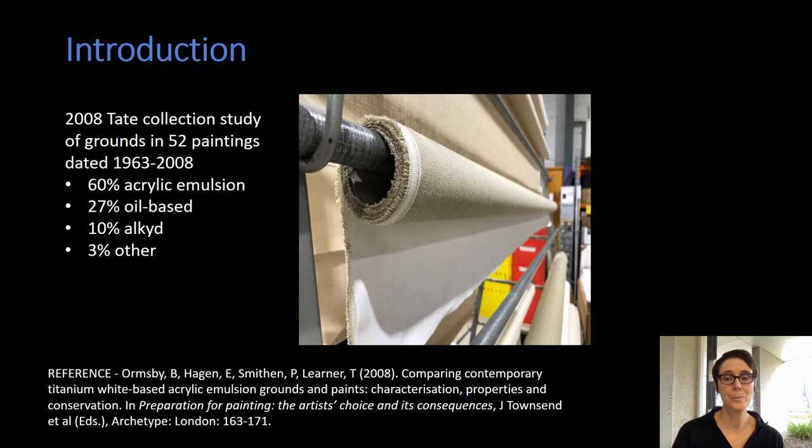For example, Bromelle, Ormsby and colleagues in 2008 studied 52 paintings from the Tate collection, dated between 1963 and 2008. And they identified 60% of the grounds as acrylic emulsion, 27% as oil-based, 10% alkyd, and 3% other. We were thus interested to see if currently available canvases continue to reflect this breakdown. We were also interested to investigate the prevalence of synthetic fibre composition for artist canvases.